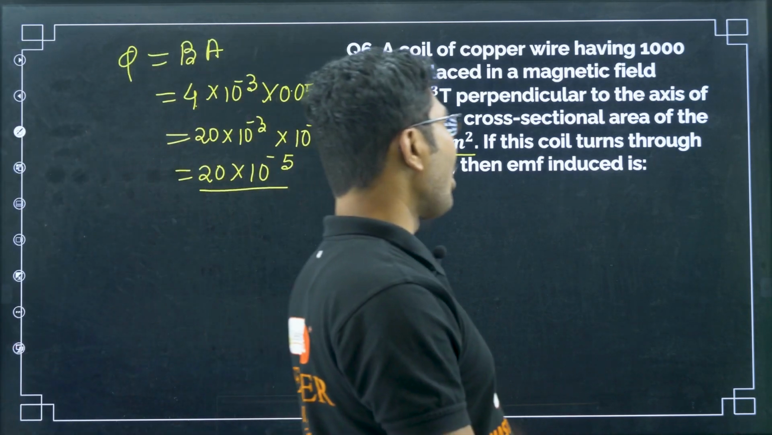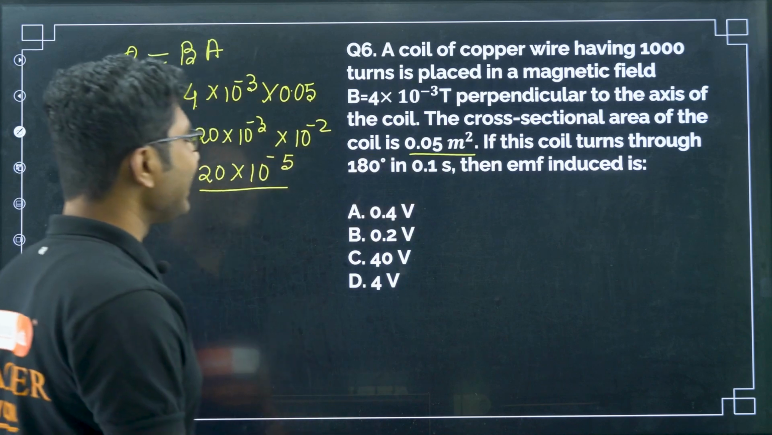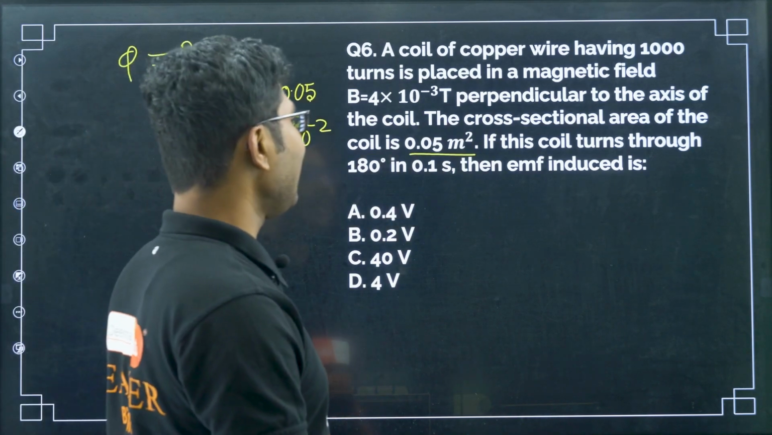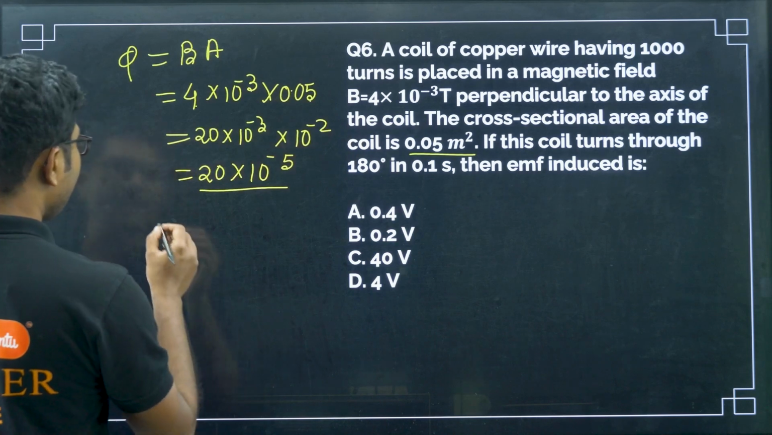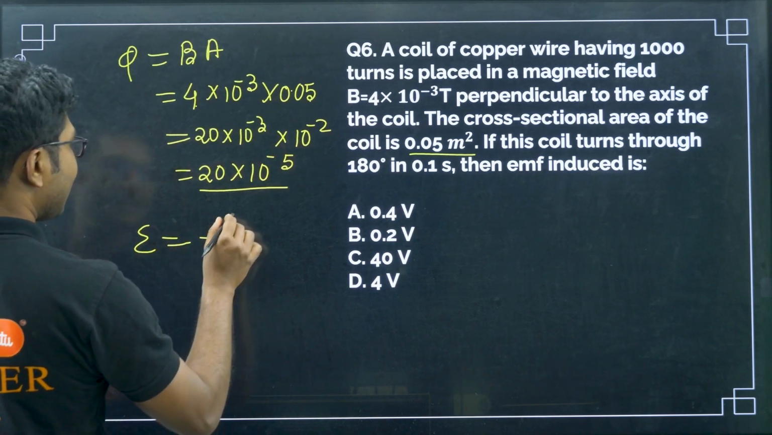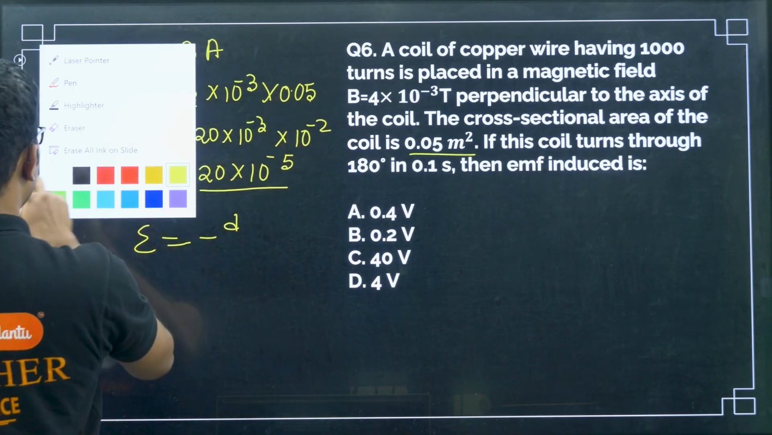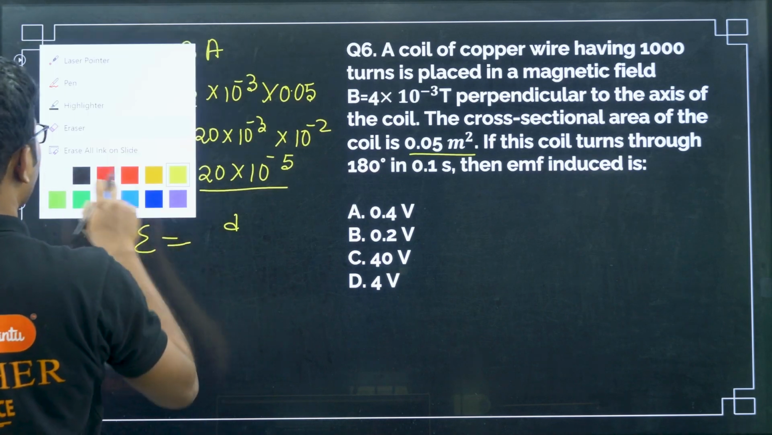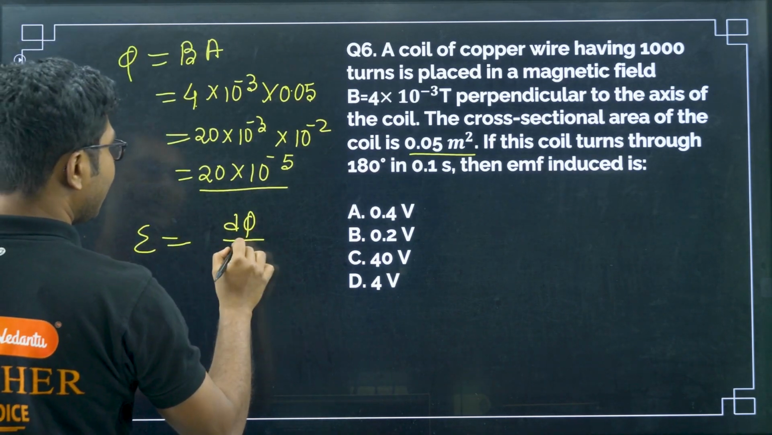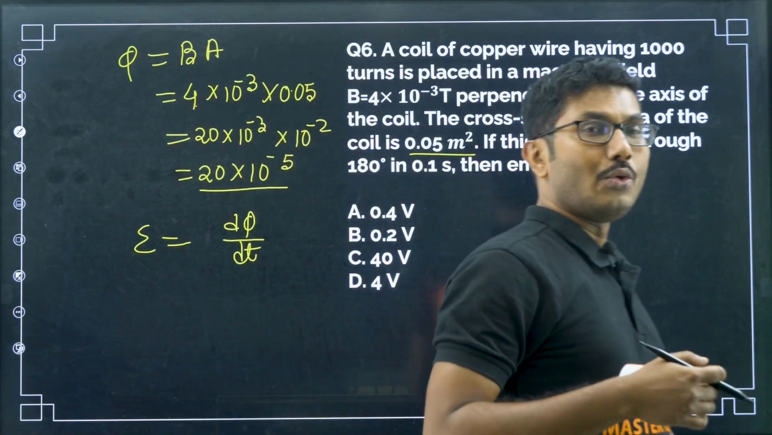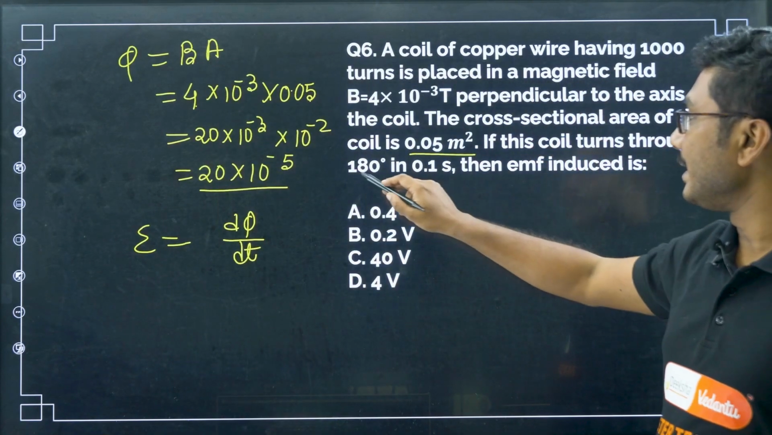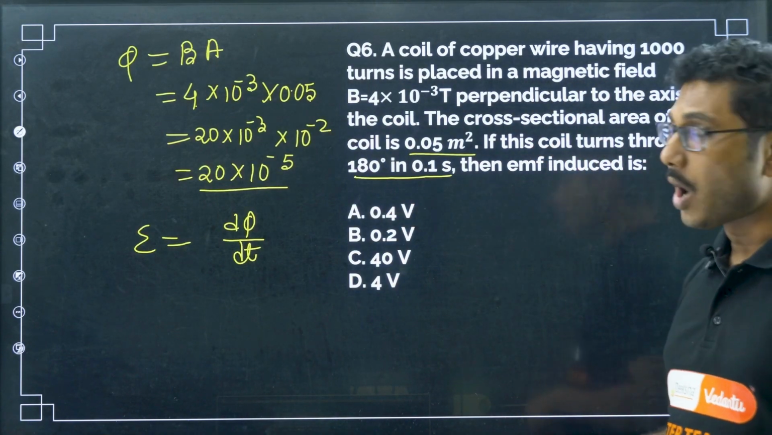Now, if the coil turns through 180 degrees in 0.1 second, then the EMF induced is? So, you have to calculate the EMF induced, that is minus d phi by dt, or the value only, since they have asked for the value. So, it is d phi by dt, when it is rotating through 180 degrees in 0.1 second.